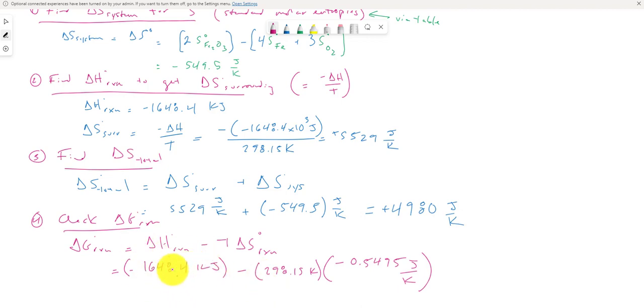So plugging in numbers should look something like this. That original delta H reaction is what we had already tabulated. That's that minus 1648.4 kilojoules minus the temperature here, 298.15 K, times the delta S for the system, which we computed up here. But note that's in joules per Kelvin, and to make that work with kilojoules, you would multiply that by 10 to the minus 3, so that's why the minus 549 goes to minus 0.549 kilojoules per Kelvin, and the Kelvin goes away.